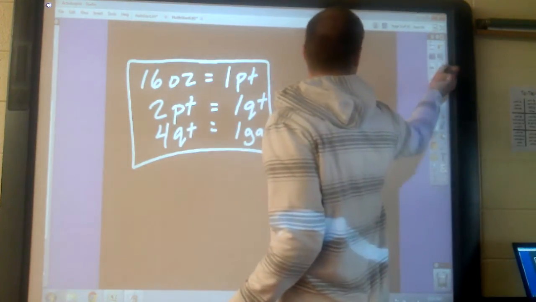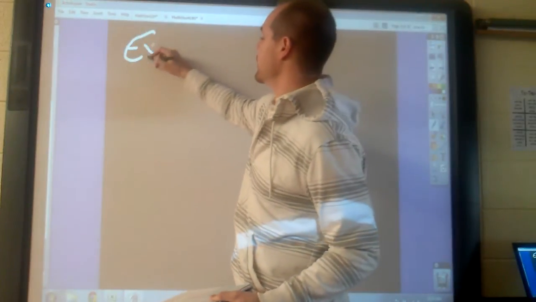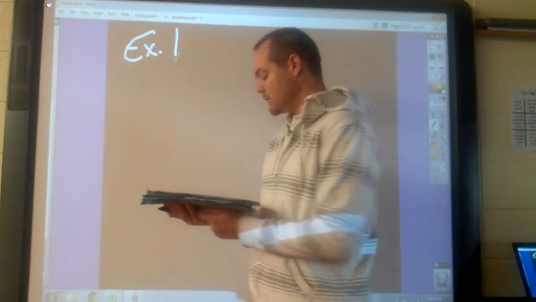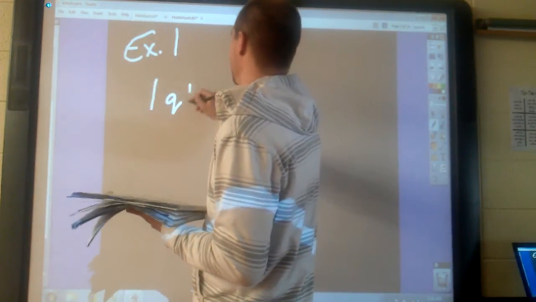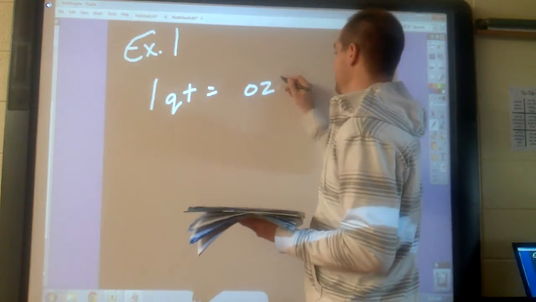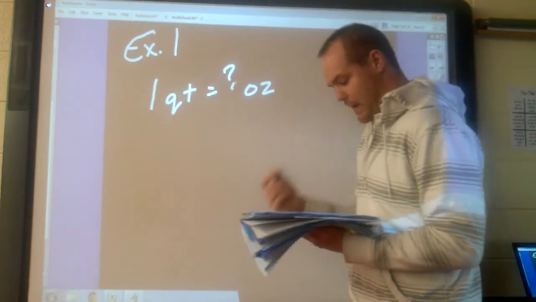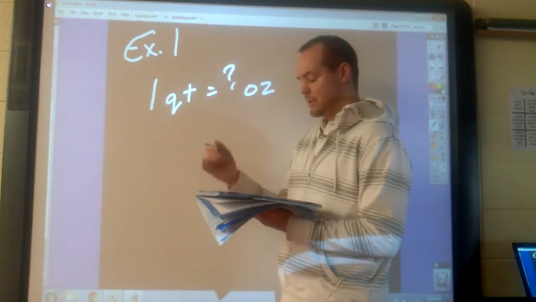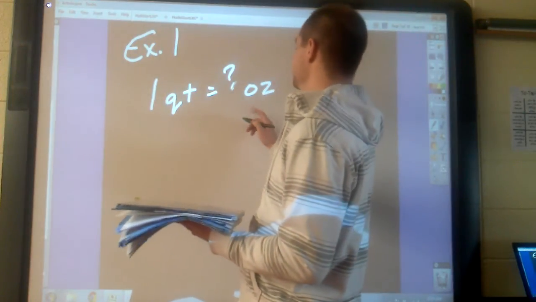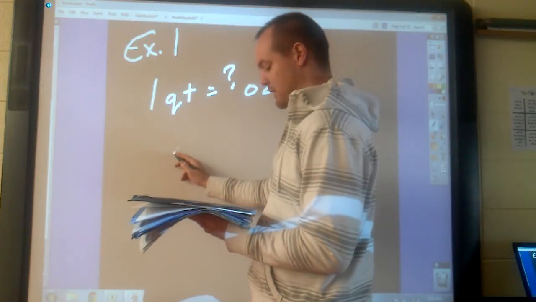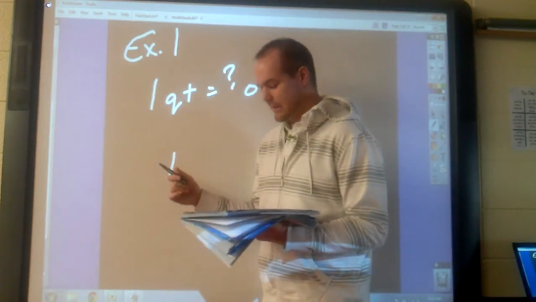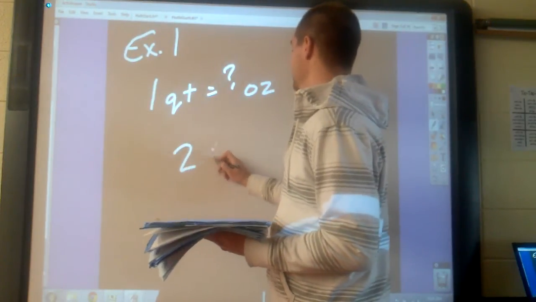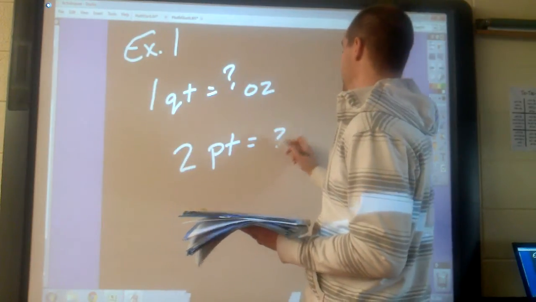Okay, example 1. We'll of course write this down in our notebooks or on our sheets. Example 1 says 1 quart of juice is how many ounces of juice? So we have 1 quart, and we're converting it to ounces. I look back at my sheet, and it says 16 ounces equal a pint, 2 pints equal a quart. So what you have to do is take the quart and convert it to pints. And I know that 1 quart is equal to 2 pints. So really I have 2 pints equals how many ounces?